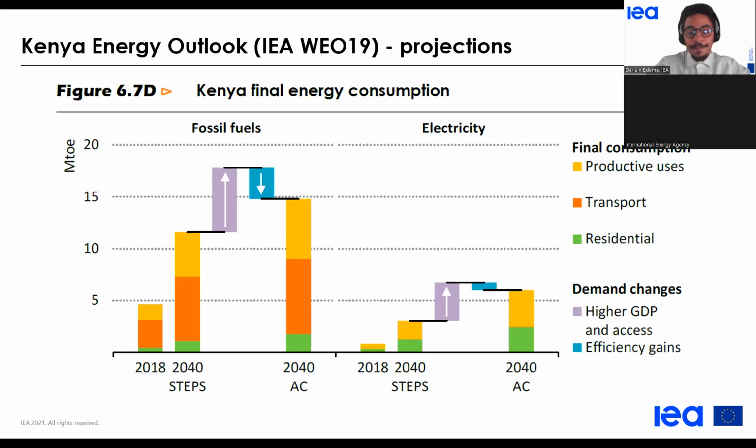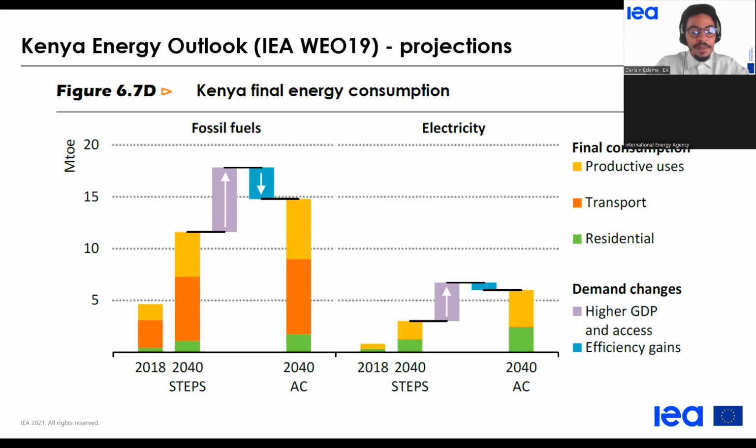The idea with this chart is to look at the final energy consumption in Kenya. Here you have all sectors: the residential, but also transport, industry, or productive usage. And you can see that fossil fuels on the left represent a very strong share of final energy consumption in Kenya, mostly for transport, but it's mostly oil products for vehicles. On the contrary, electricity is a way smaller share, and it's mostly for residential, but also for the industry.